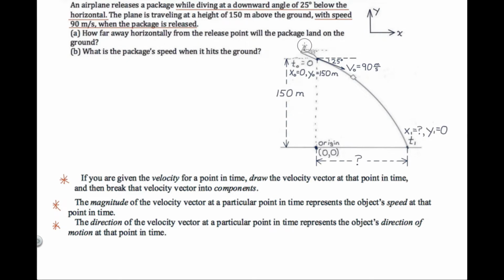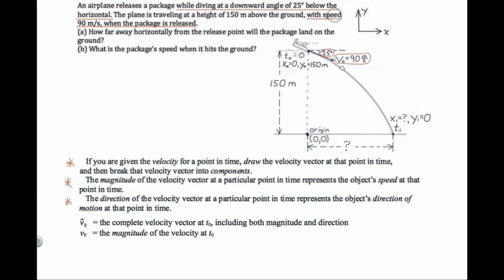Before time 0, the package is being carried along in the plane. So, at time 0, the package's speed and direction of motion will also be 90 meters per second at an angle of 25 degrees below the horizontal. Remember that speed represents the magnitude of the velocity vector, and the object's direction of motion tells you the direction of the velocity vector. Now we need to break this velocity vector into components.